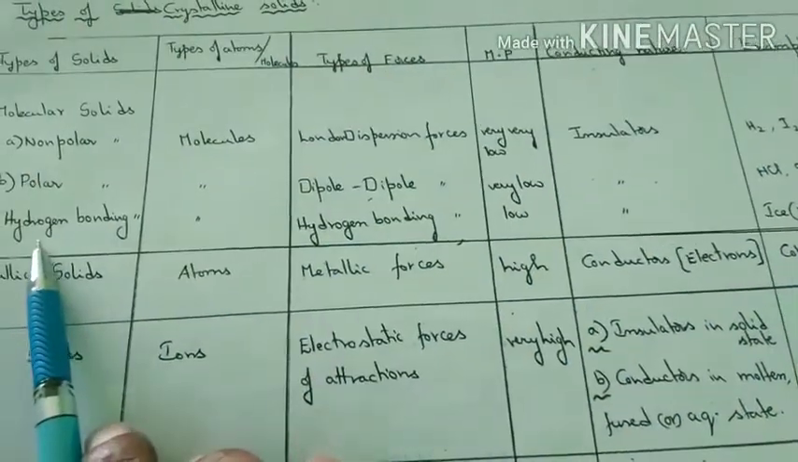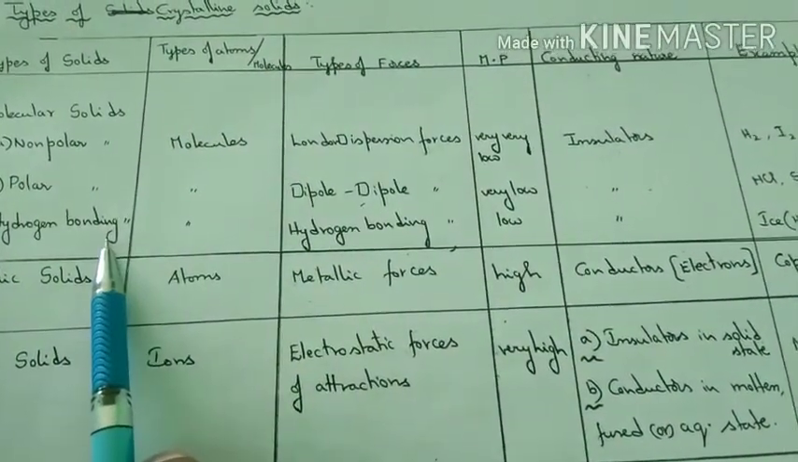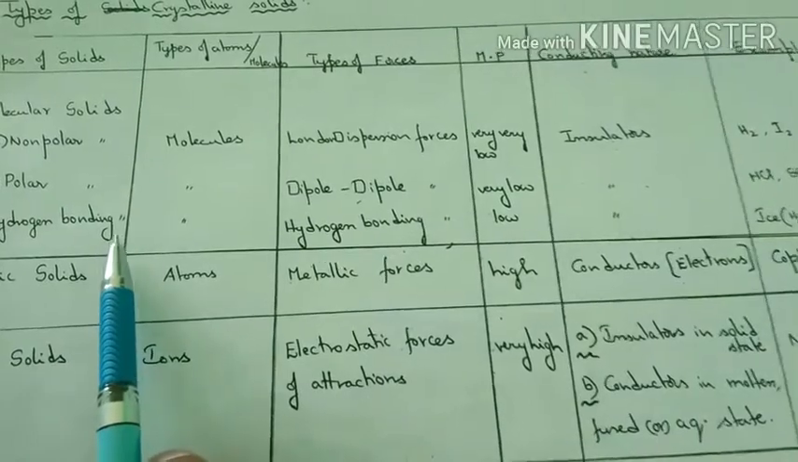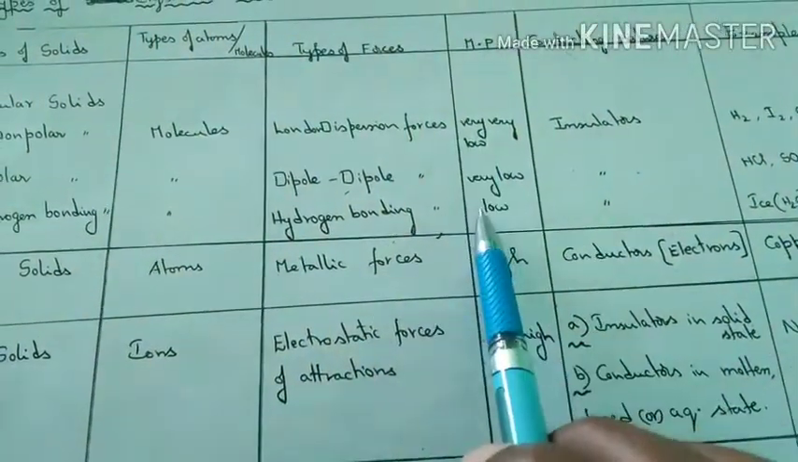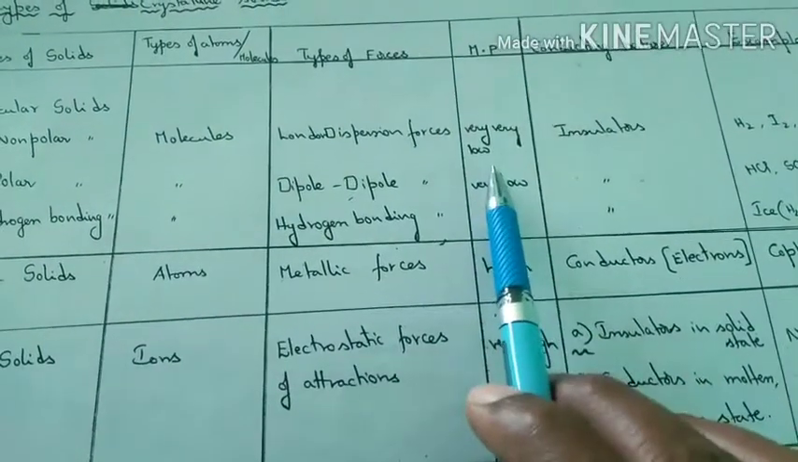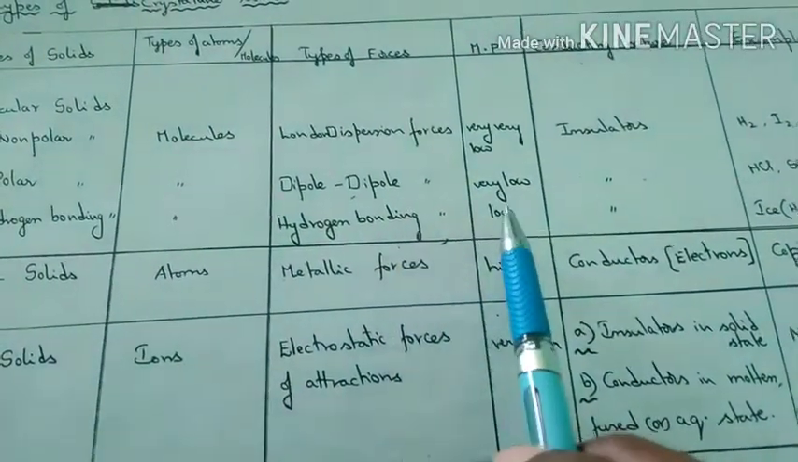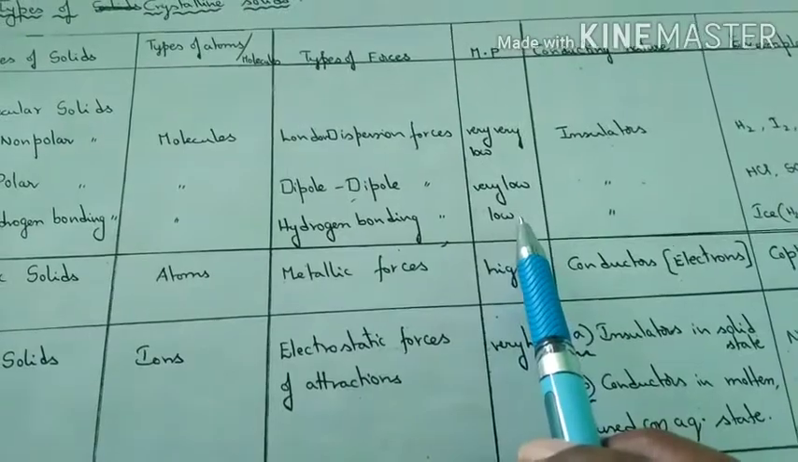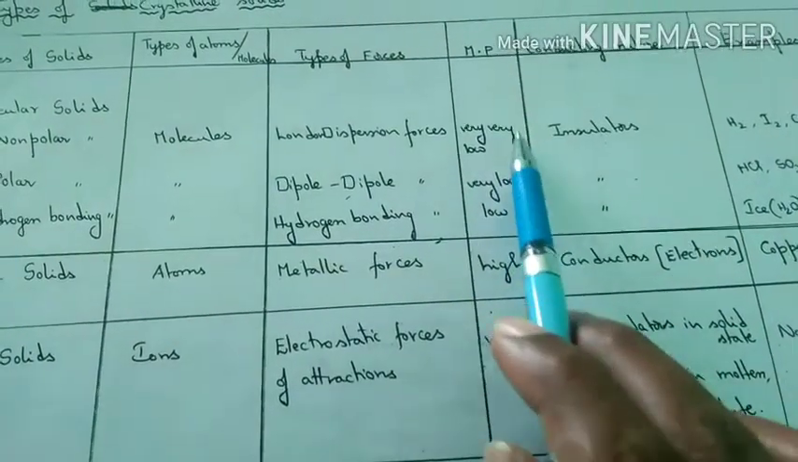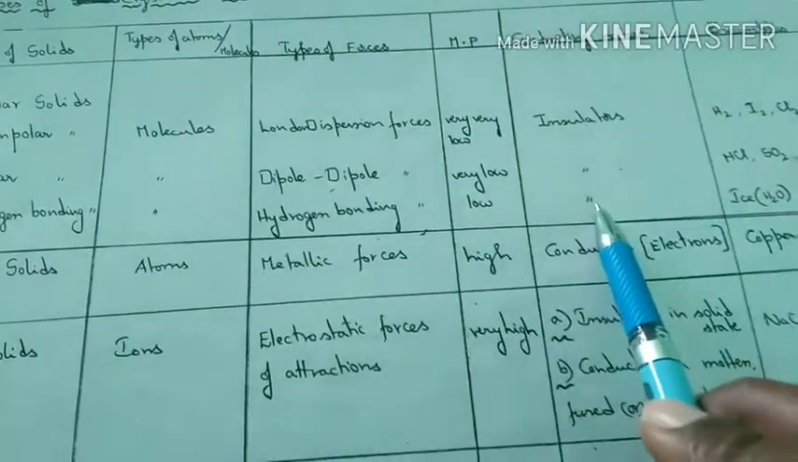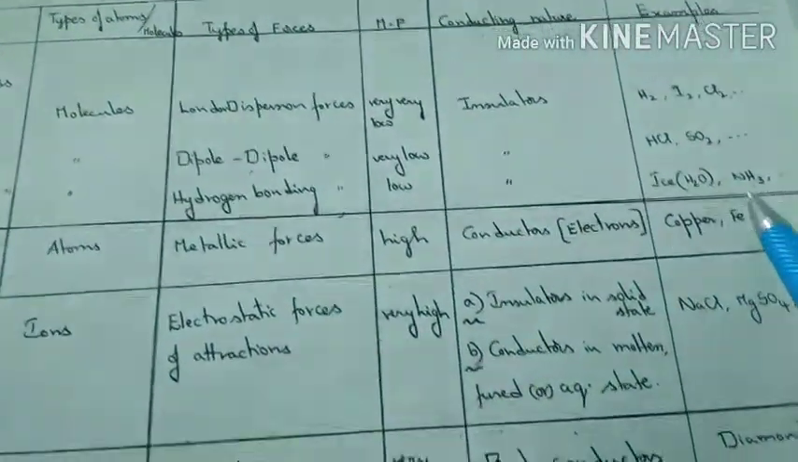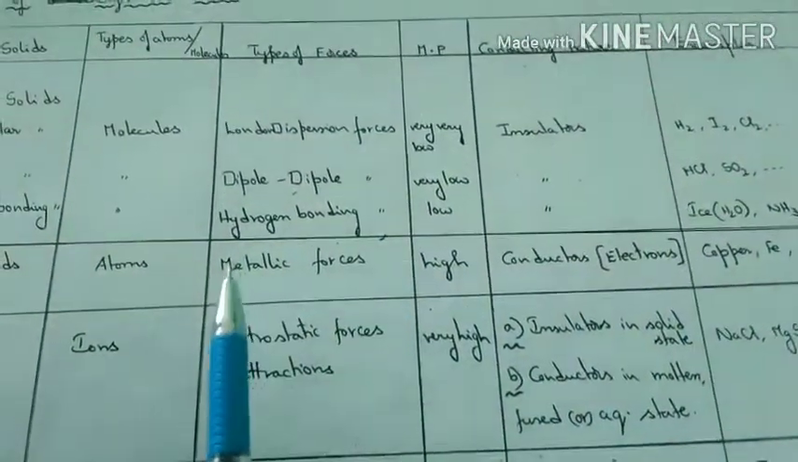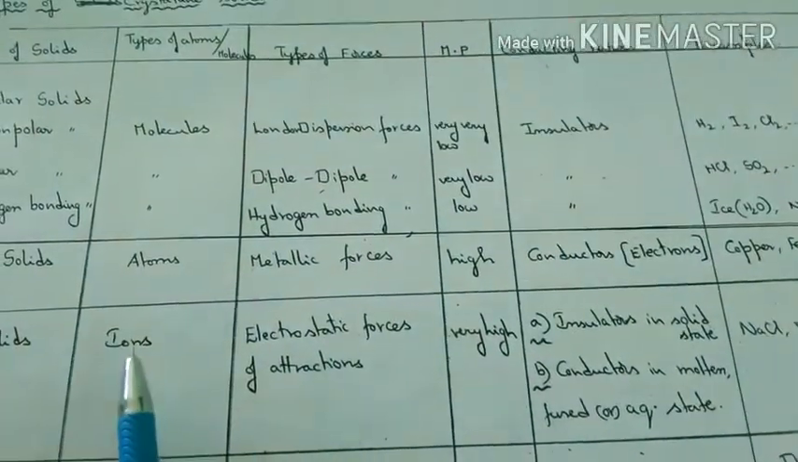Next, third category is what? Hydrogen bonding solids. That means those solids contain hydrogen bond forces. Here, compared to these two, these forces are somehow strong, so the melting point is somehow better, somewhat higher than the previous two cases. They also do not exhibit conductivity when we pass electricity. For example, ice and NH3. These are the examples for hydrogen bonded solids.